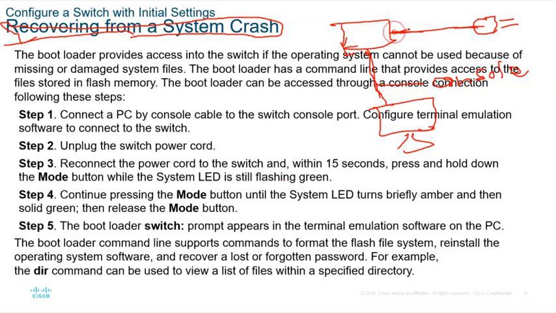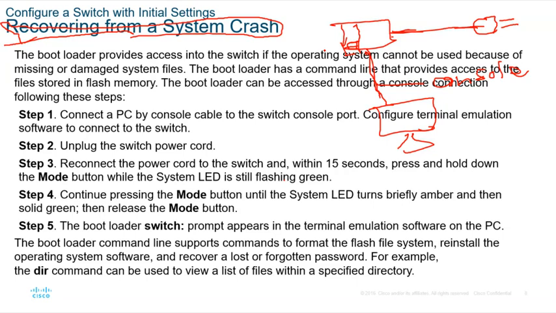So once you disconnect, then reconnect it, and then keep pressing. If you remember the other column where there is a mode button, press it within the first 15 seconds. Once you connect back the cable, press and hold the mode button. Then continue holding the mode button until the system LED, which is the other one that indicates that it is receiving power, turns briefly amber and then solid green. Then you can release the mode button.